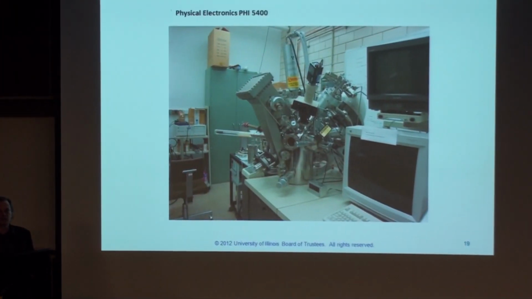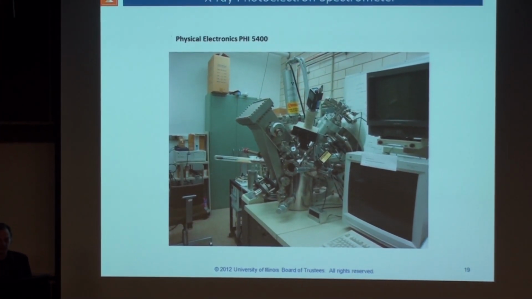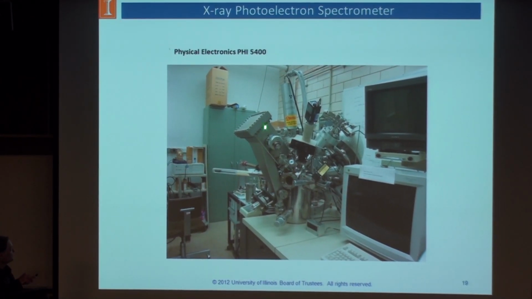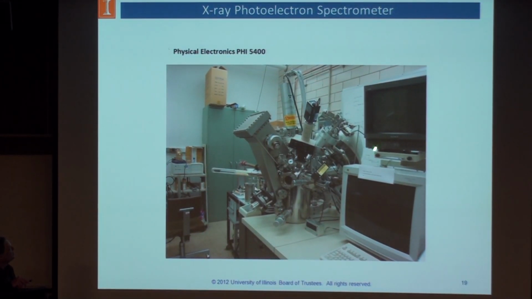Here's a picture of one of our two systems in the facility. Okay, so here you can see this is the X-ray source. There's the energy analyzer, the hemisphere in the back. Our sample would sit right inside there. We'd load it through a load lock right there.